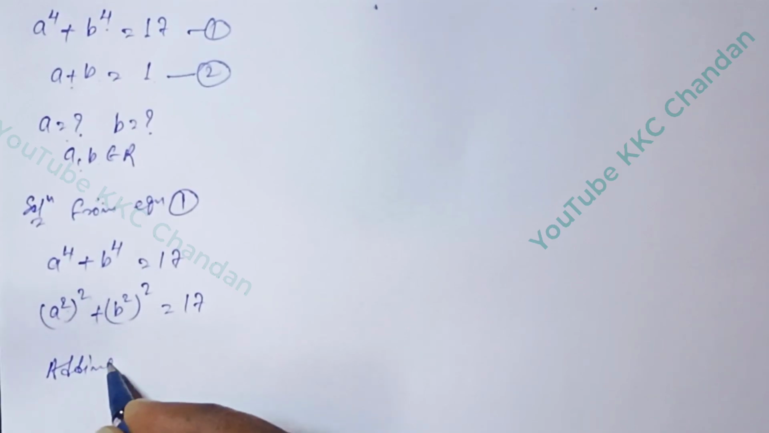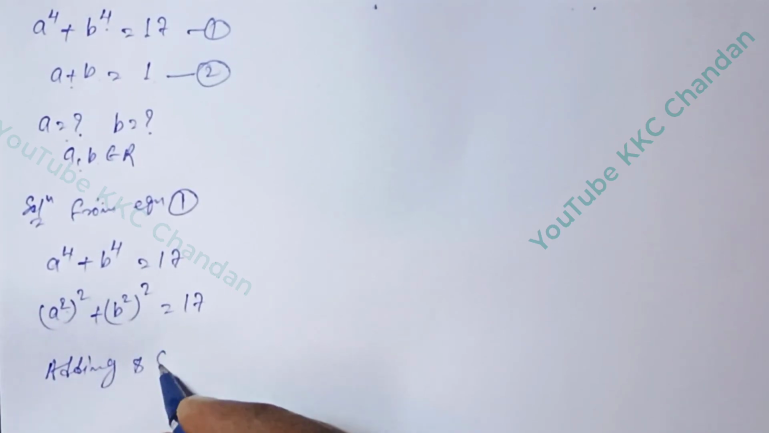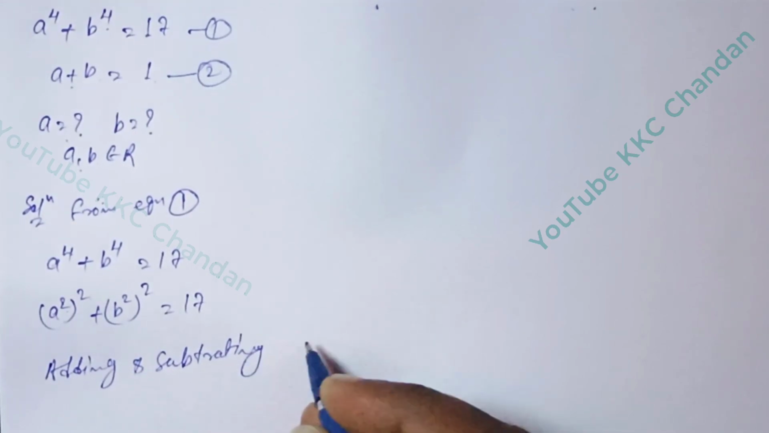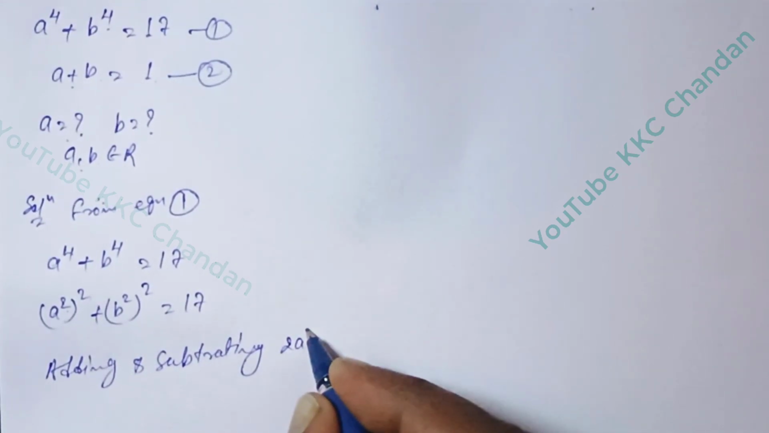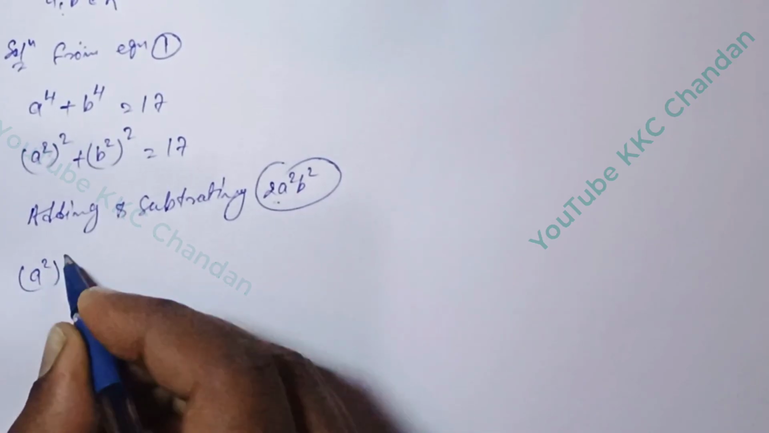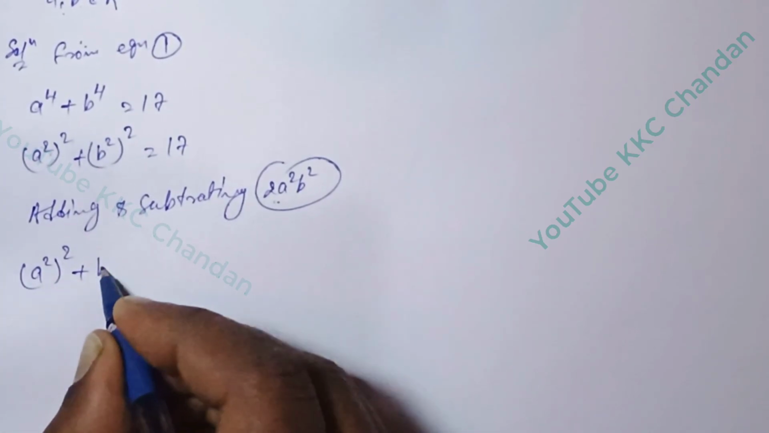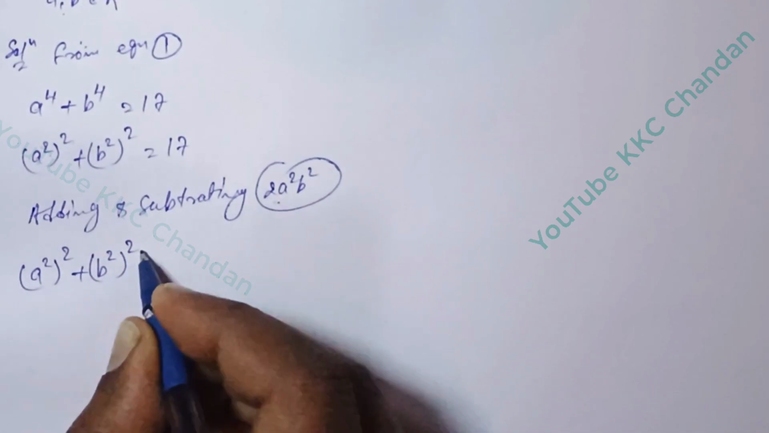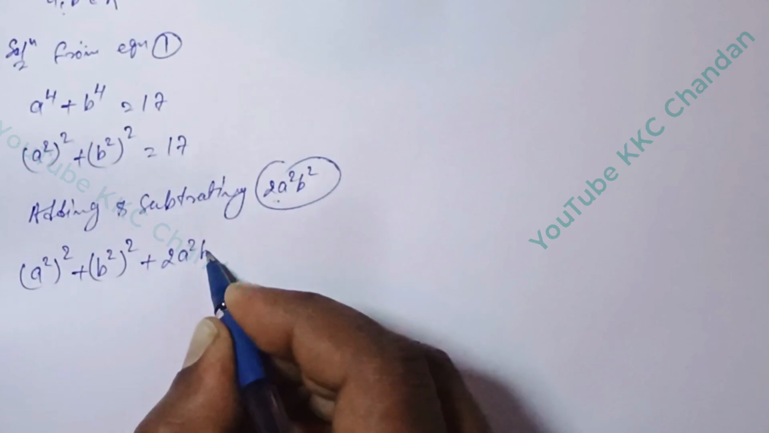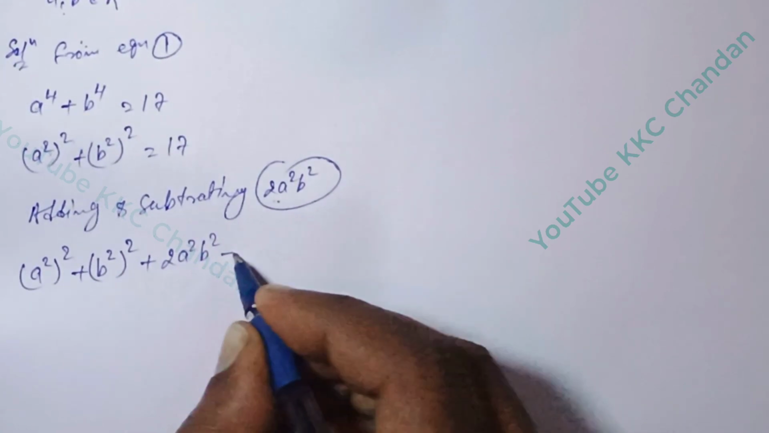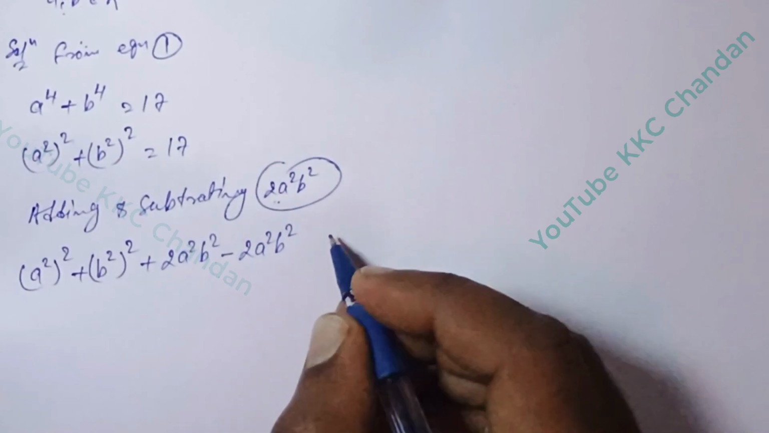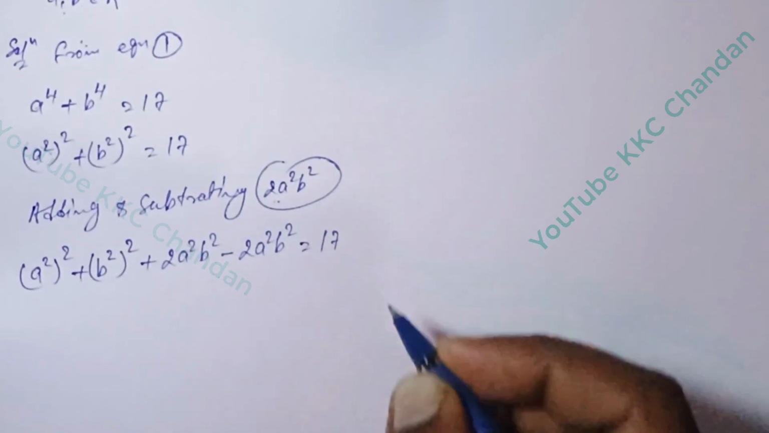adding and subtracting 2a square b square: a square whole square plus b square whole square plus 2 into a square b square minus 2 into a square b square is equal to 17.